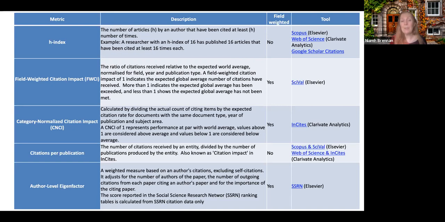And exactly the same thing, the value of 1 is the world average. Anything you get over 1 is better than the world average. Then you have citations per paper, which is cruder. It's not normalized in any way. It's simply your average number of citations per paper.